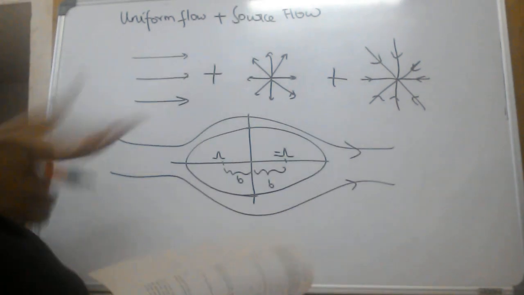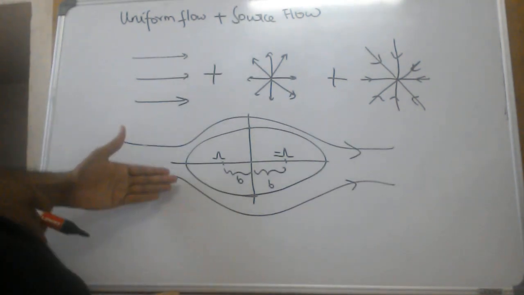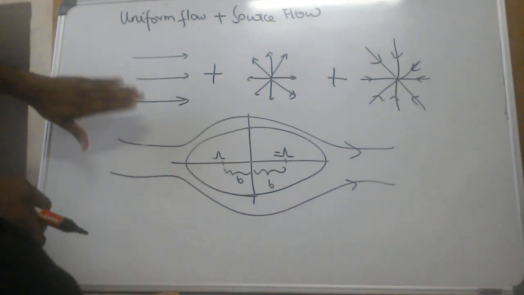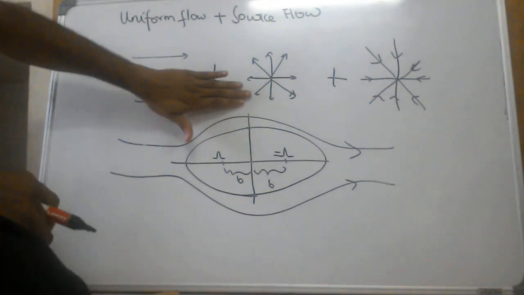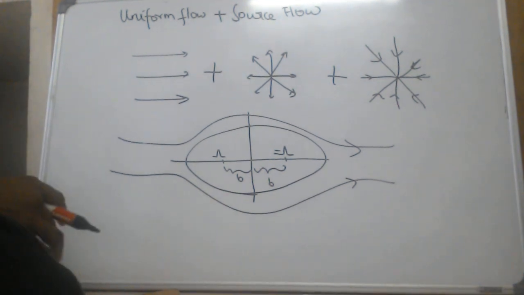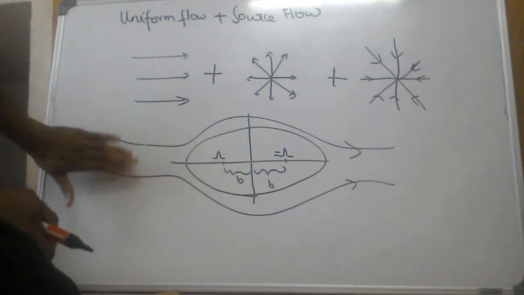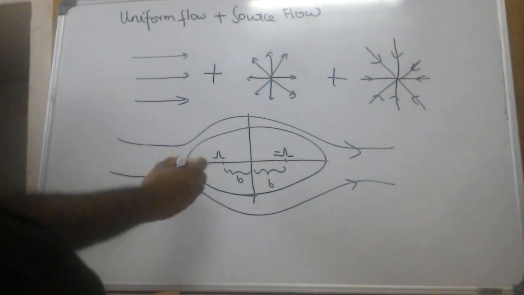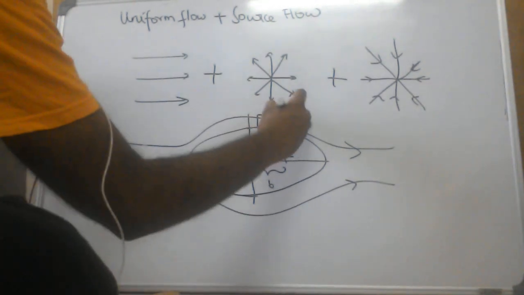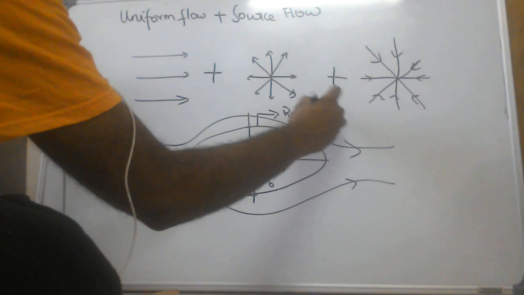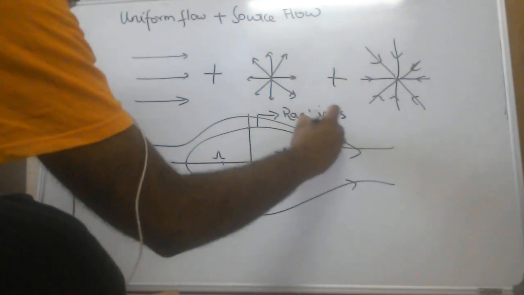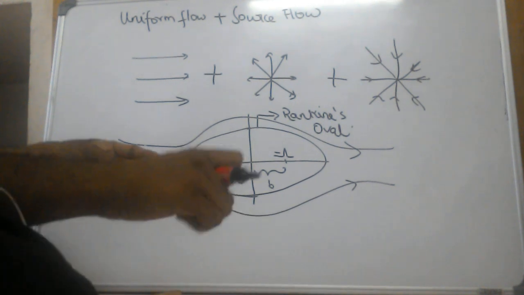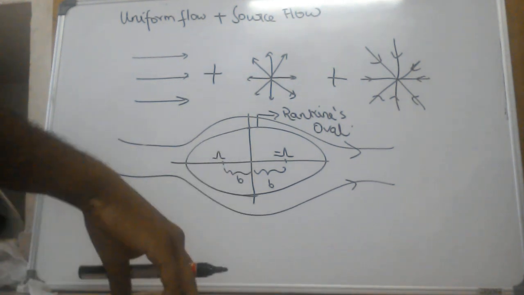So this is a flow around a closed body, as against the previous case where the addition of the uniform flow and the source flow gave flow around a semi-infinite body. Here we have a flow around a finite closed body, and this is called the Rankine's oval. Right? So now let's look at the mathematics of this flow.